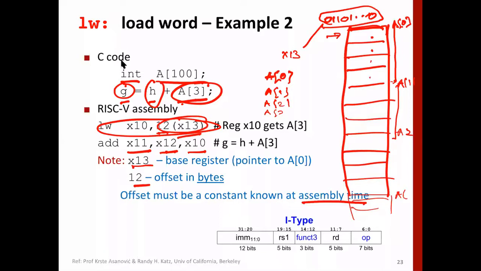Okay, and the offset is a constant known at assembly time, because the compiler or the assembler will know what the offset is. Any question? Is it clear now? Sir, why do we need the base register? Why 12? Can you please explain again?